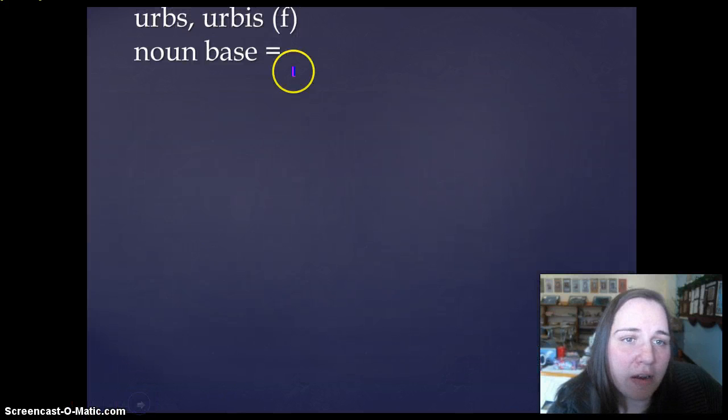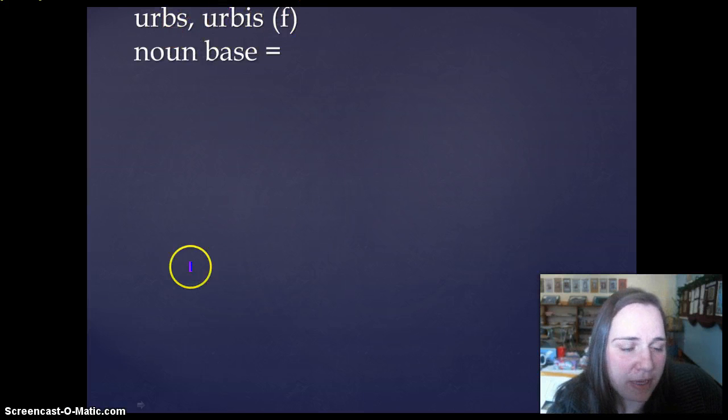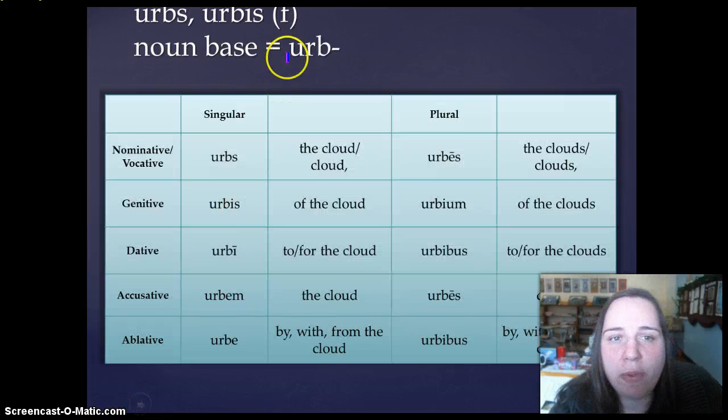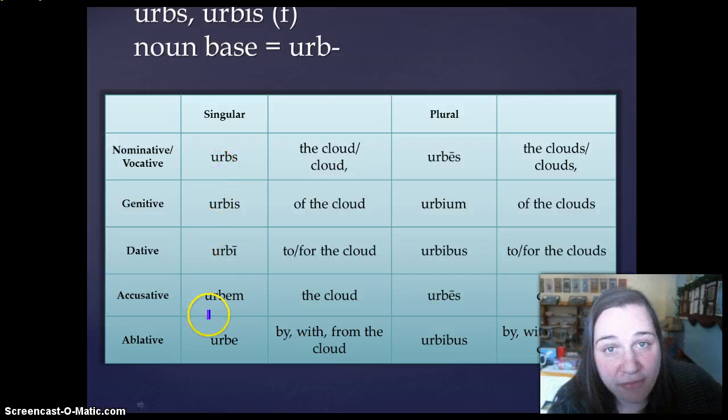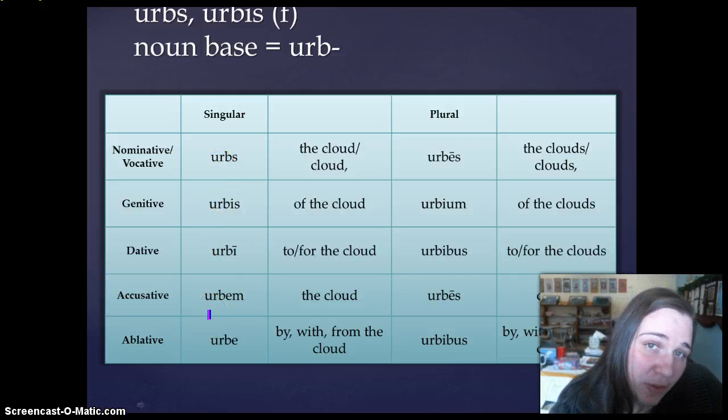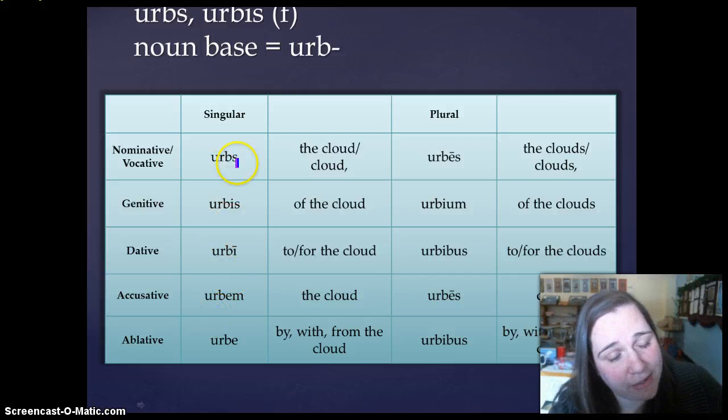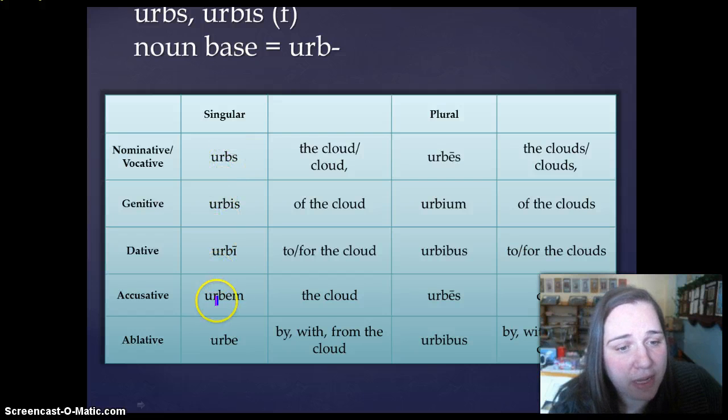Same for our feminine third declension noun, urbs, urbis. If we remove the IS from the genitive form, we get a noun base of urb, right? And in the singular, there's going to be no difference between a regular third declension ending and third declension I stem ending. So it's urbs, urbis, urbi, urbem, urbe. And the plural, urbes, urbium, the only difference, urbibus, urbes, urbibus.